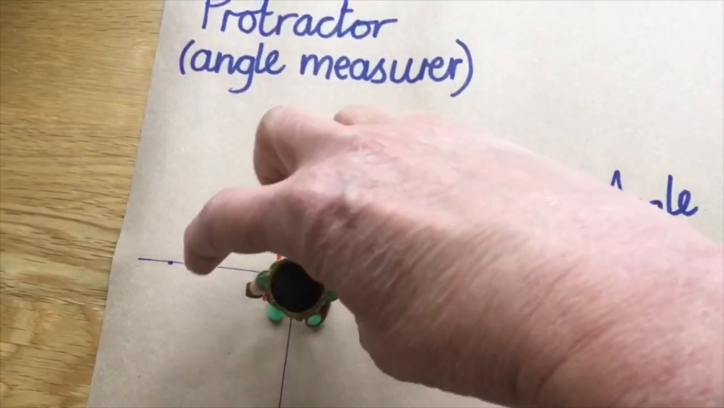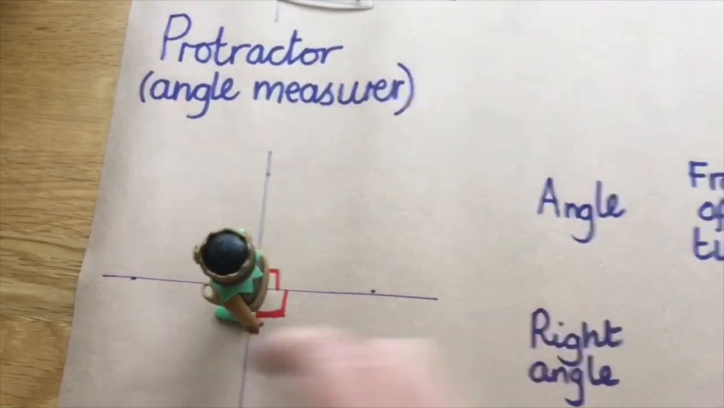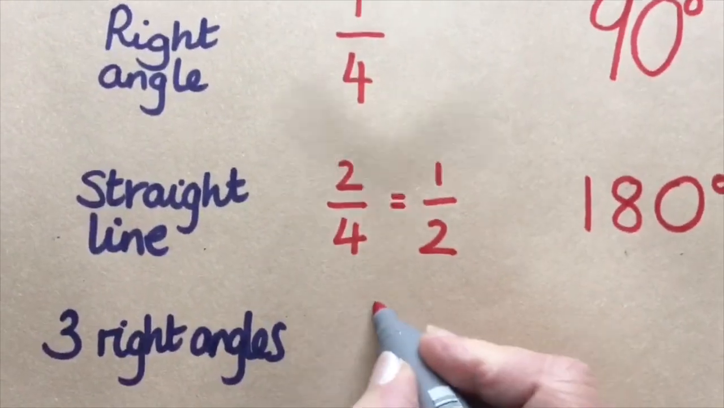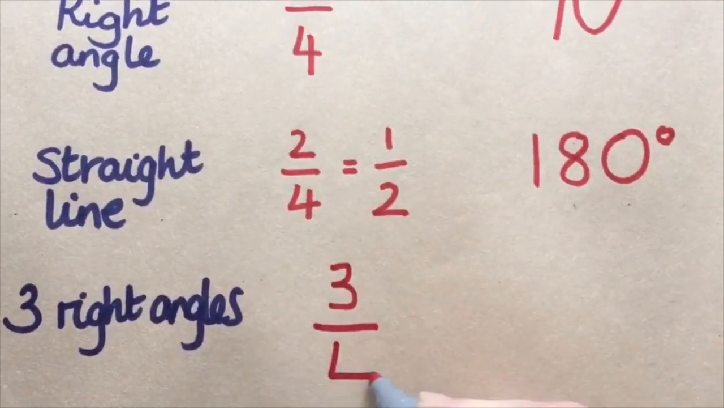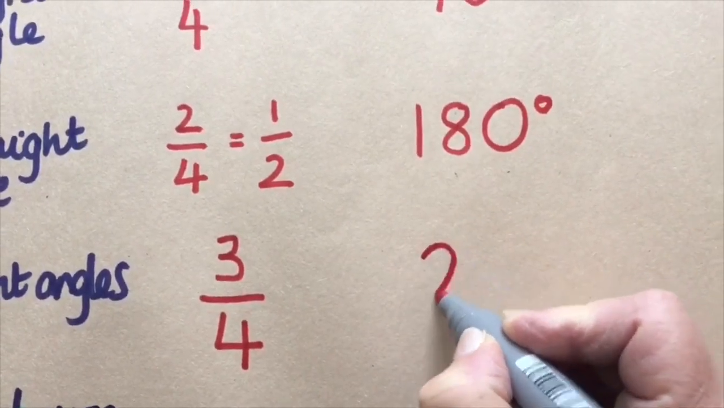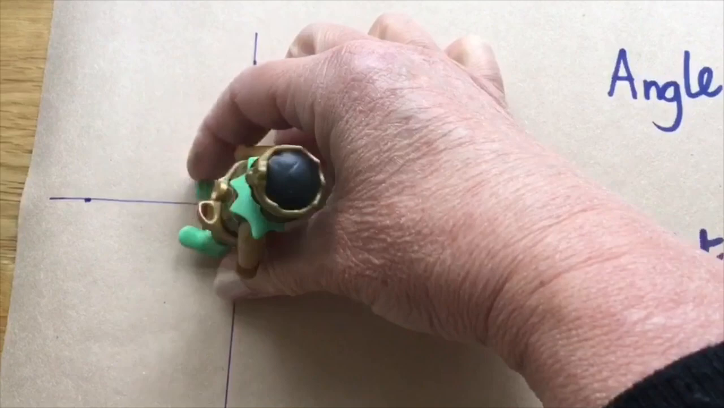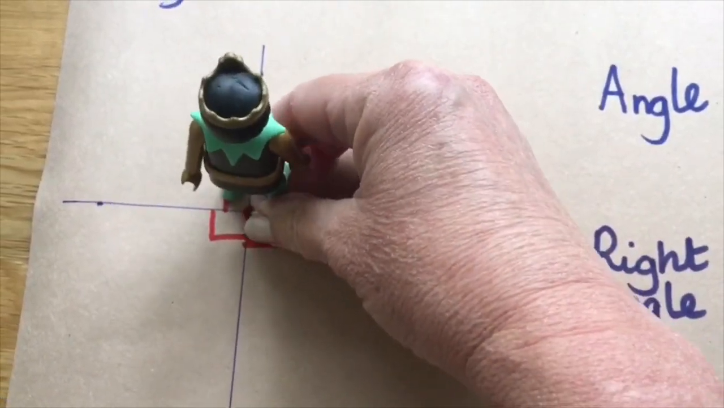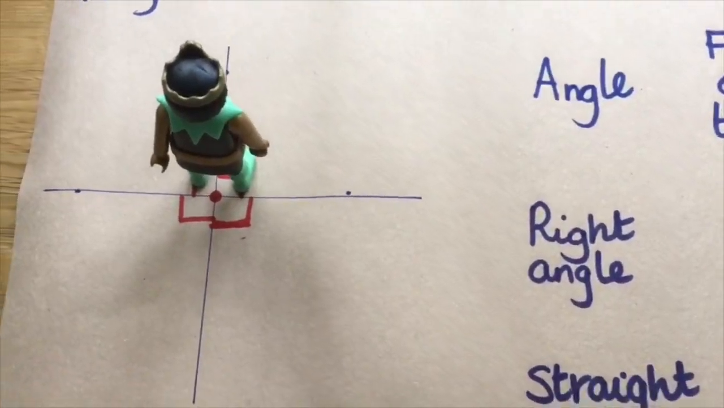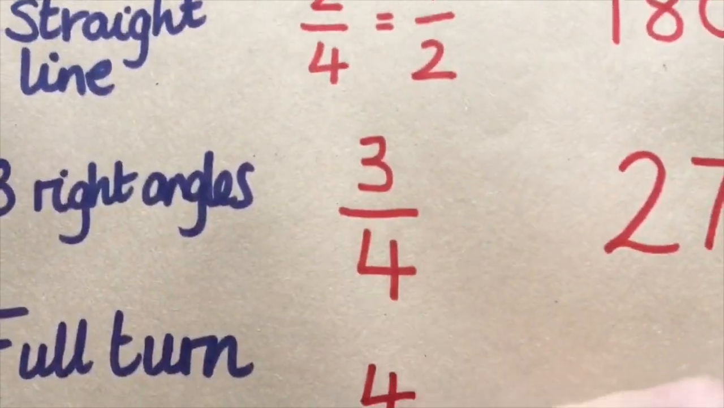If he then turns a further quarter turn round, he's now turned 3/4 of the way around, which is the same as 3 right angles. And 3 lots of 90, well 3 9s are 27, so 3 90s are 270 degrees. And finally, if he makes a further 90-degree turn back to where he started, he's made 4 90-degree turns. So that is what we would call a full turn.